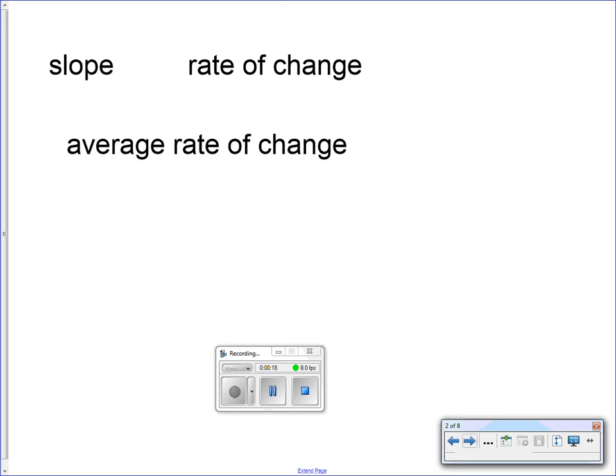We have some old vocabulary. So we know that slope is rate of change. So anytime you're asked to find the slope of something, you are calculating the rate of change. Likewise, if I say, what's the rate of change here, I want you to find slope. If I want the average rate of change, that means I want the slope, the rate of change between 2 points, or the slope between 2 points.